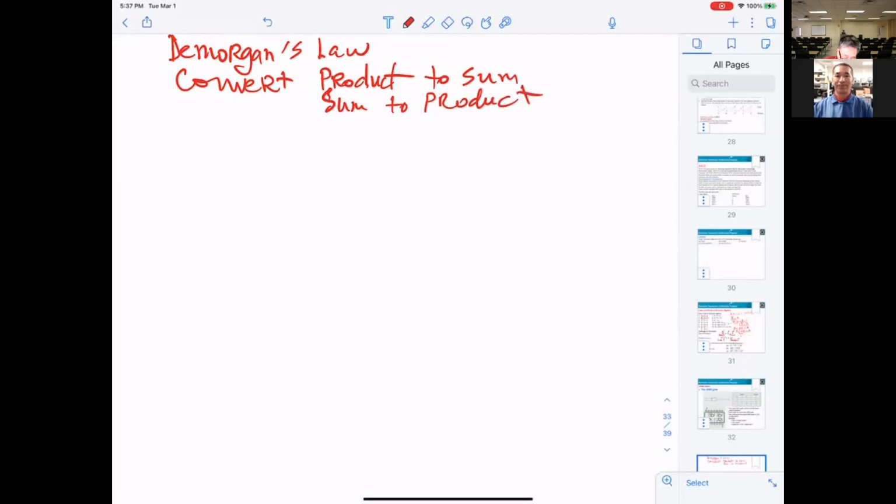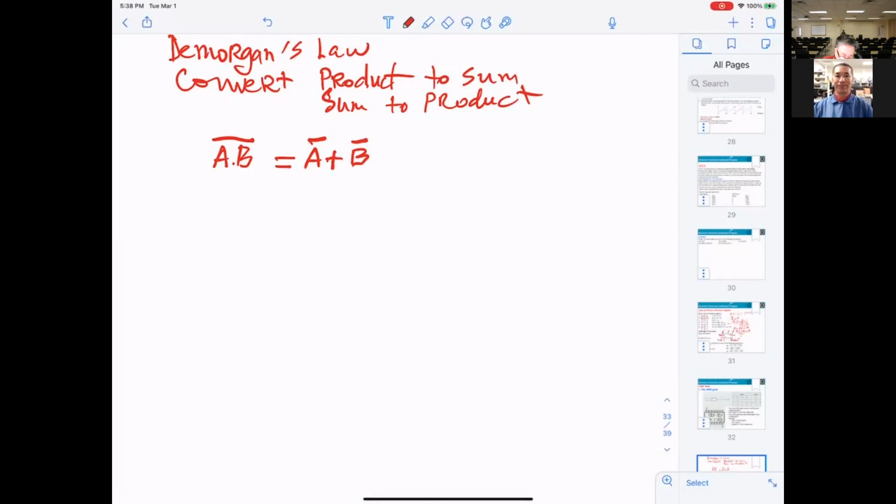Now, if you get not (A and B), you want to break the bar over A and B. A and B means the product. So if you break that bar, A will be not A, and B will be not B. However, this is A and B, so it comes out to be not A or not B. That will be the sum.